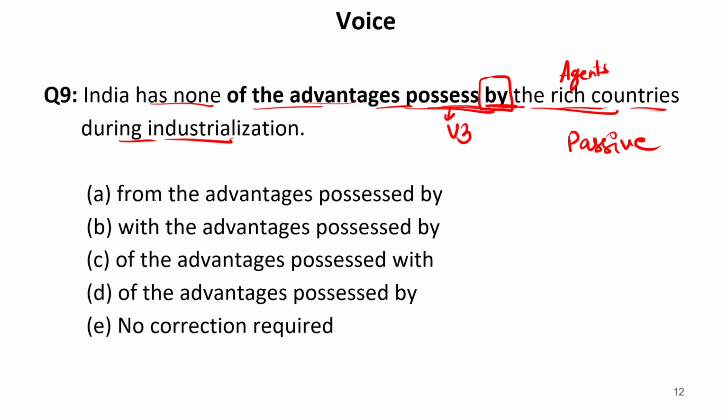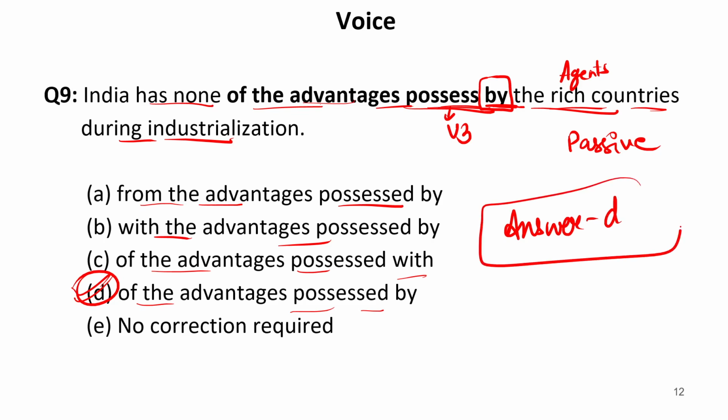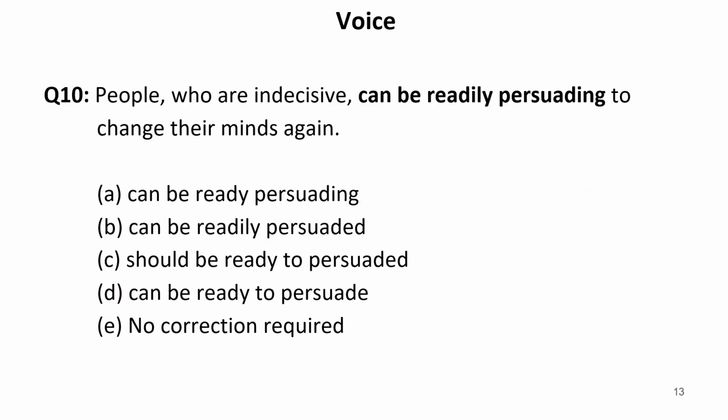Now let us see the options. From the advantages possessed by, with the advantages possessed by, of the advantages possessed with, of the advantages possessed by. Of course, D is the correct answer. So our answer is D. Now let us see the correct sentence. India has none of the advantages possessed by the rich countries during industrialization. So this will be the correct sentence. Now let us move to the next one.